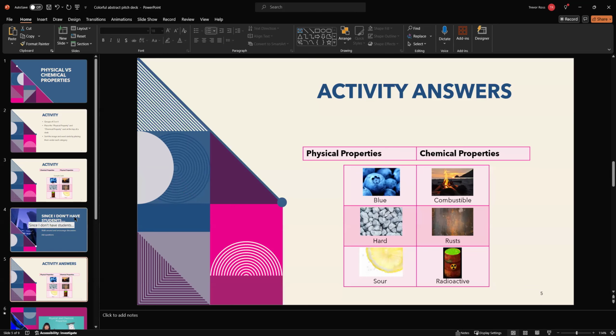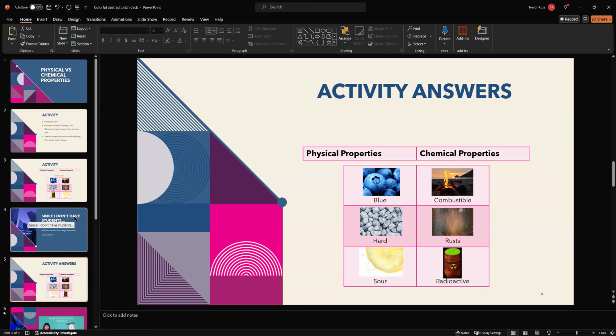All right, class. So the answers to our activity. These are some of our answers. We could go over the rest at a later time if you guys want to. The first one we're going to look at are the physical properties. So here we can see that the first thing I categorized in the physical property is blue.